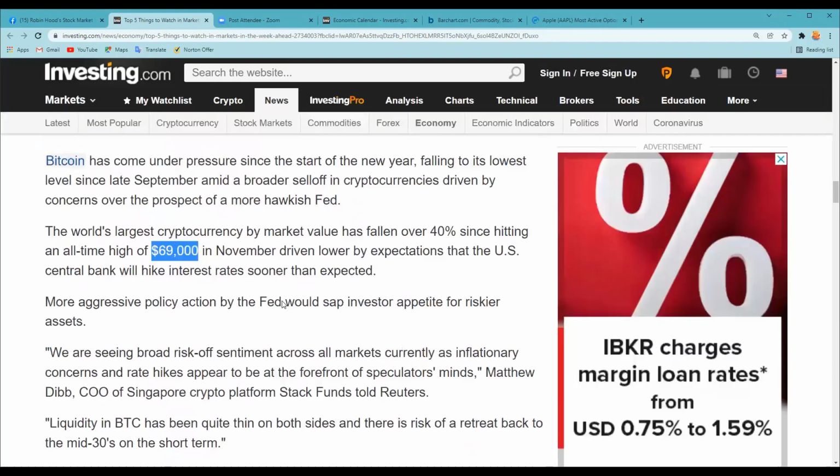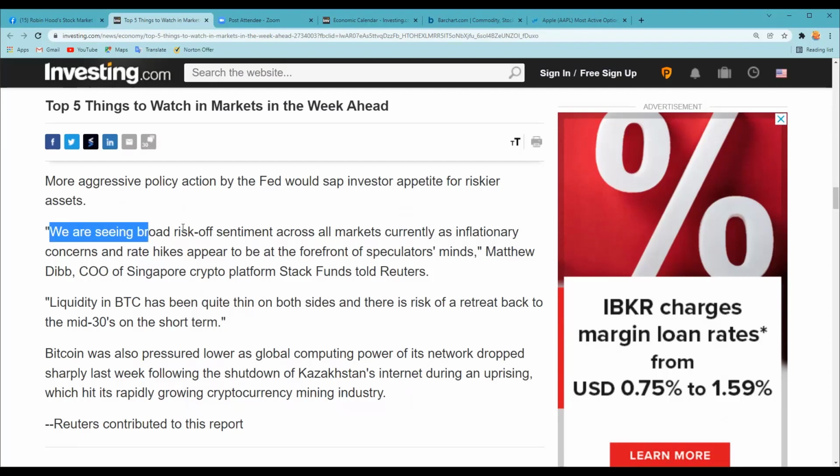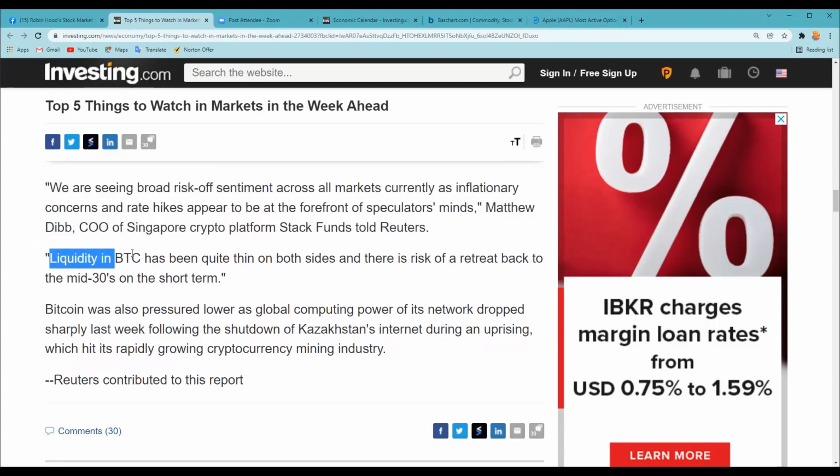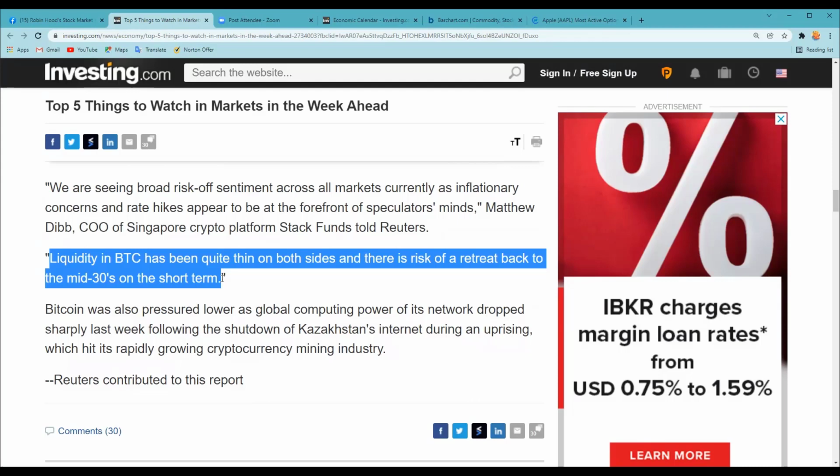So we are seeing a broad risk-off sentiment across all markets currently, as inflationary concerns and rate hikes appear to be at the forefront of speculators' minds. And so liquidity of Bitcoin has been quite thin on both sides, and there's a risk of retreat back to the mid-30s in the short term, which I would not be surprised if it did reach $30,000, as we talked about it more in the past.